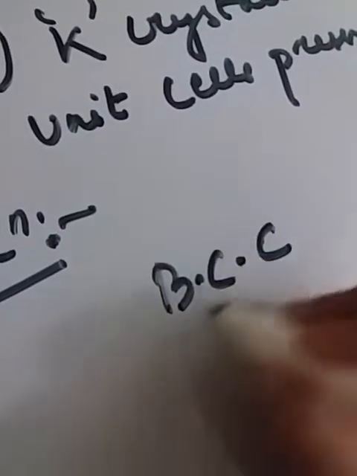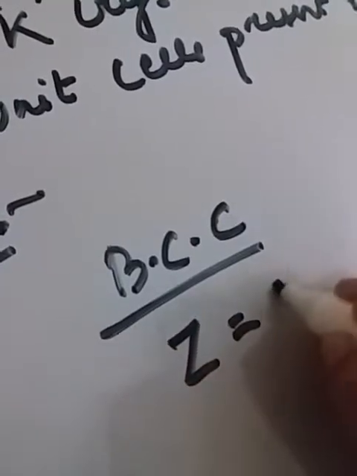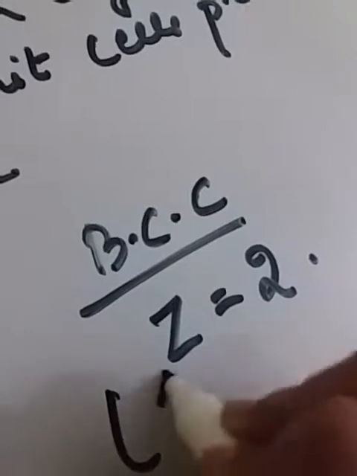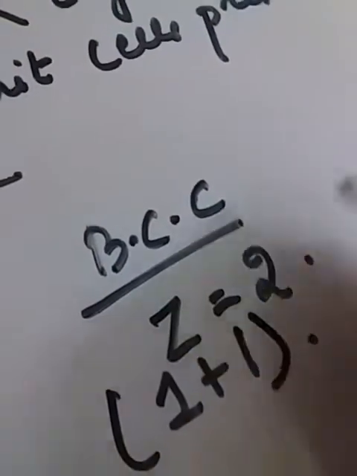BCC, it's given BCC lattice. So in BCC lattice the number of atoms, Z is equal to 2. Remember, 1 at body center and at the corners 1 by 8 into 8, 1. So 2.